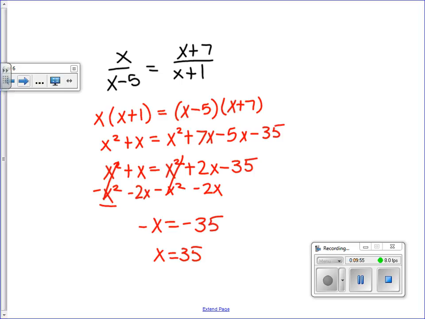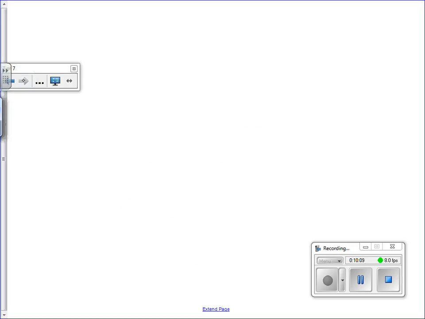Sometimes I do just for fun, but this isn't really much fun. So let's look at radical equations. Those were rational equations. Now let's look at radical equations.